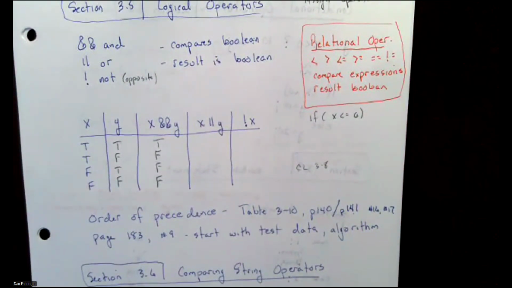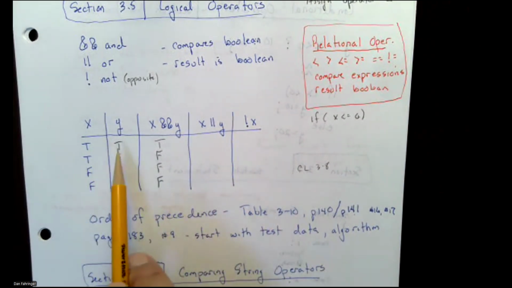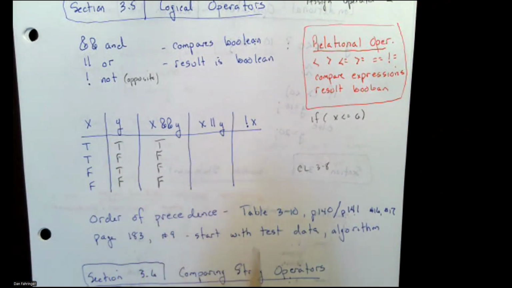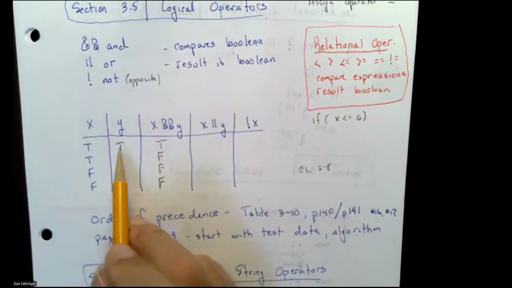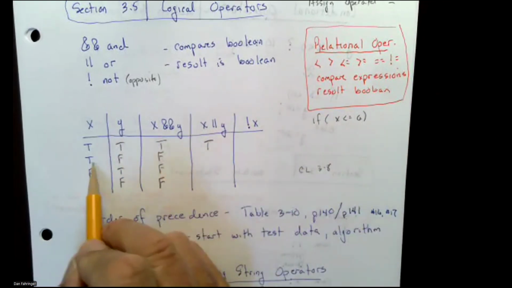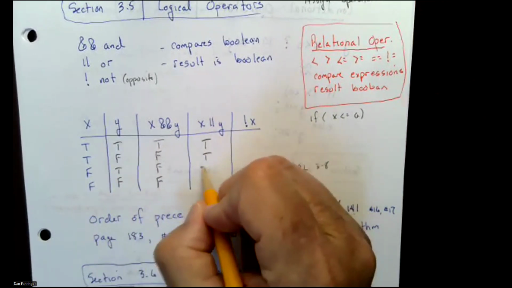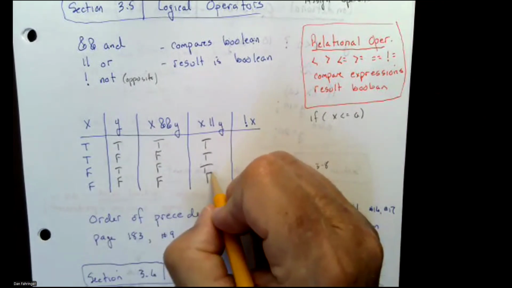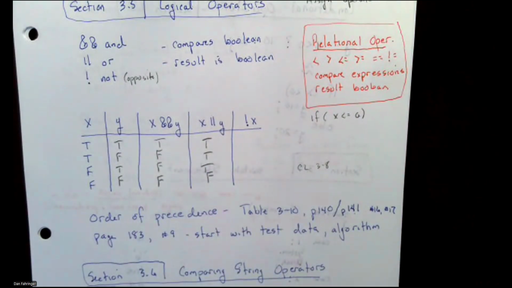Does anyone know anything about or? One of them has to be true. Yep, one or the other. So if I take true or true, it's true. True or false is true. False or true is true. False or false, womp, womp, womp. These are no good.